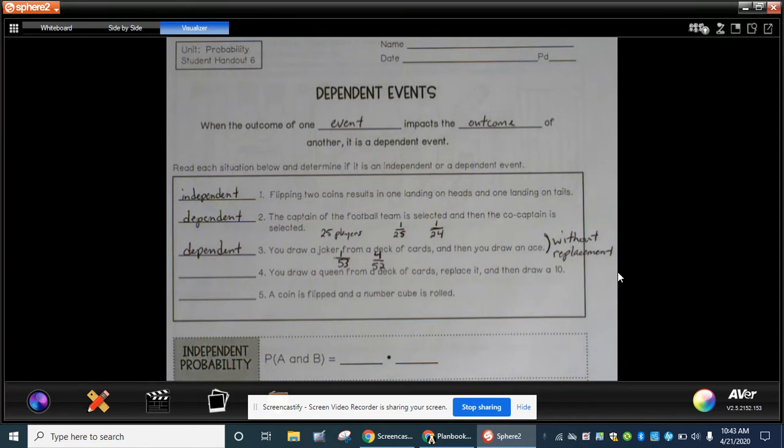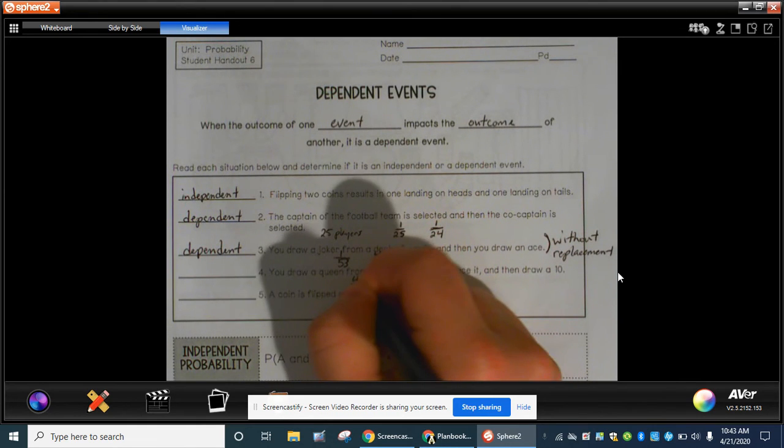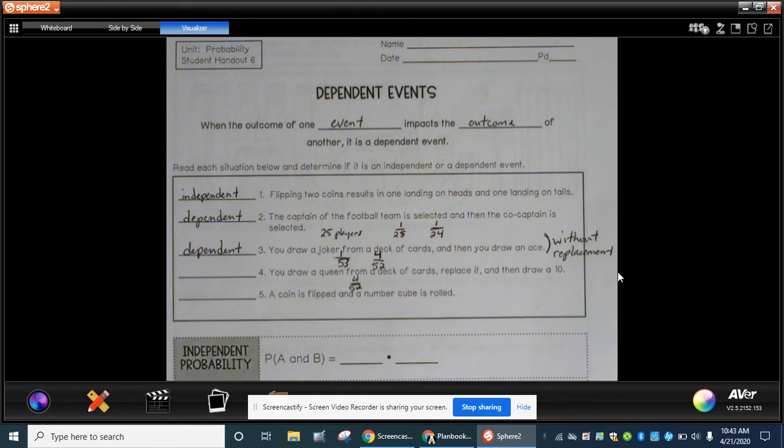All right. Now number 4, this can be a little different here, and I want you to pay attention. You draw a queen from a deck of cards. Okay, so 4 out of 52 cards are queens. You take this deck of cards, you draw this queen out, you put it back, you replace it, and then draw a 10. You're replacing the card, you're putting it back into the deck. So now you went from 52 cards to 52 cards. Your number of cards did not change from one event to the other.